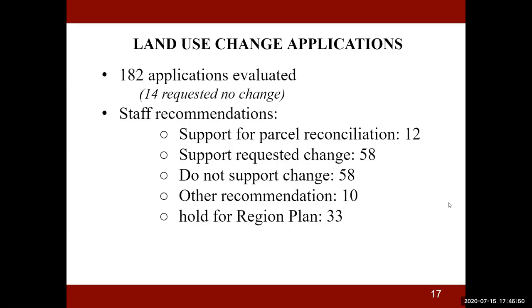For 10 of them, we felt that there was a different land use than what was requested that would be a little bit more appropriate and would fit better with the vision and the goals and the policies that are drafted now. So for 10 of them, we recommended a different land use than what was requested. And then for 33 of them, we really recommended maintaining the current land use and reassess during the region plan when we can have a process with a little bit more community input on the ground for some of those applications.